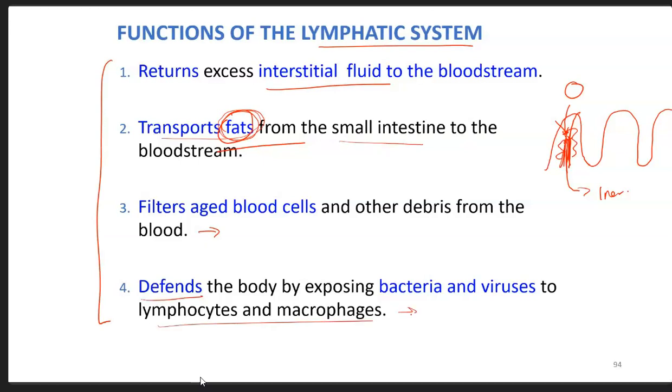As I said before, you have white blood cells such as lymphocytes and macrophages that reside in the lymph nodes. So as the lymph flows through the lymph node, it filters any bacteria or viruses in the lymph.